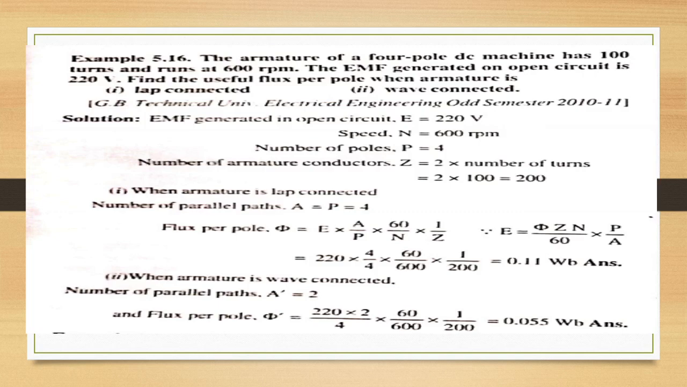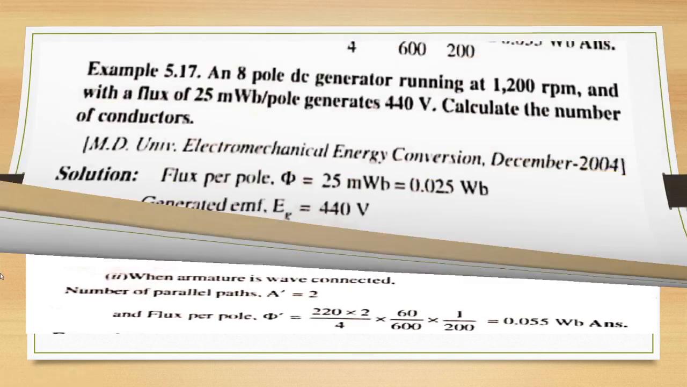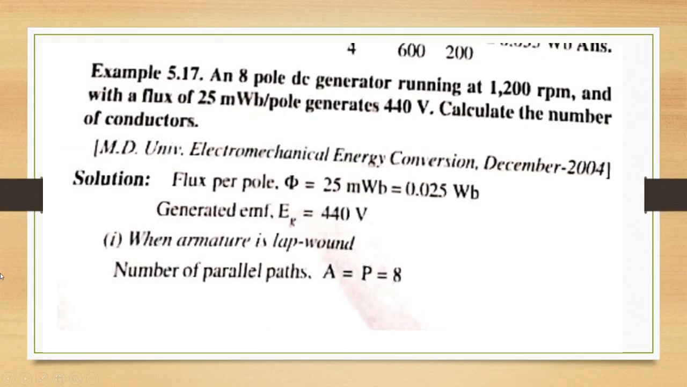So first write the given data. So lap connected, A is equal to P. Substitute all the values. Similarly for wave connected, A is equal to 2. Remaining values are same. So we are going to get the values as 0.011 Weber and 0.055 Weber respectively for lap and wave windings.